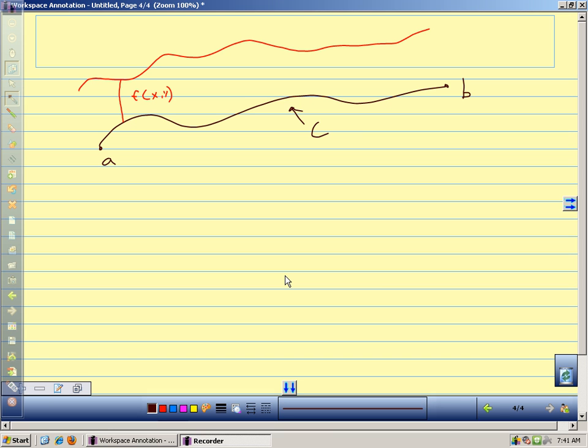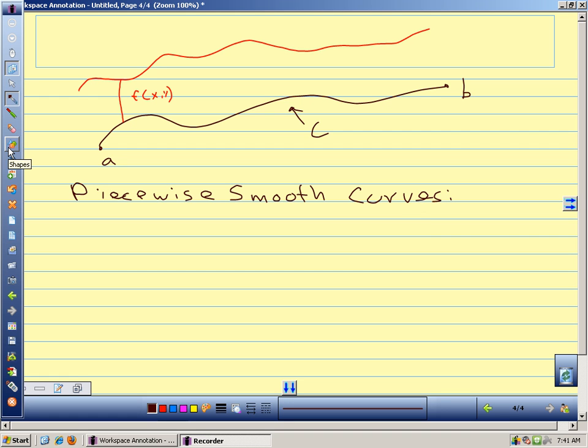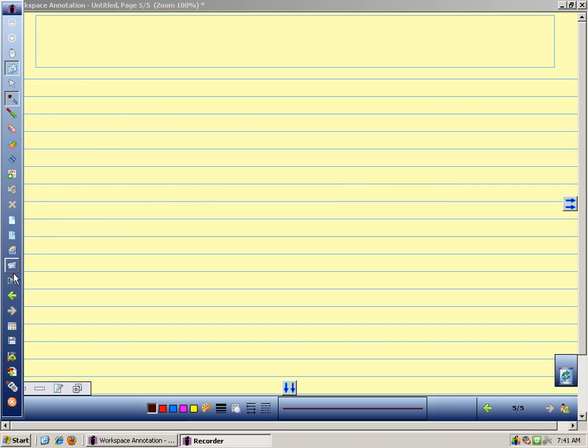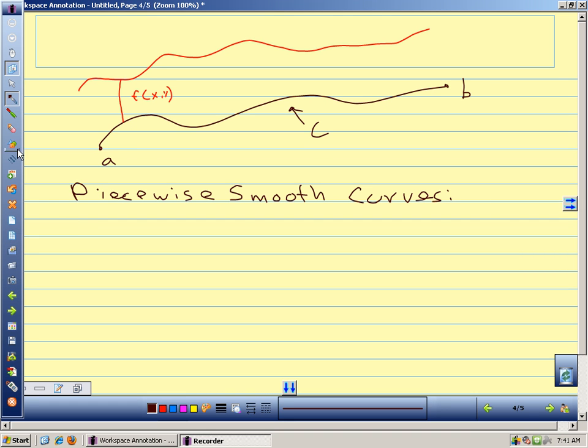And we can also make the same argument if our curve is piecewise smooth. We said that in order to take a line integral, our curve had to be smooth. If our curve is not smooth, but we can divide it into pieces that are each smooth and connect them together, we can still do our line integral.